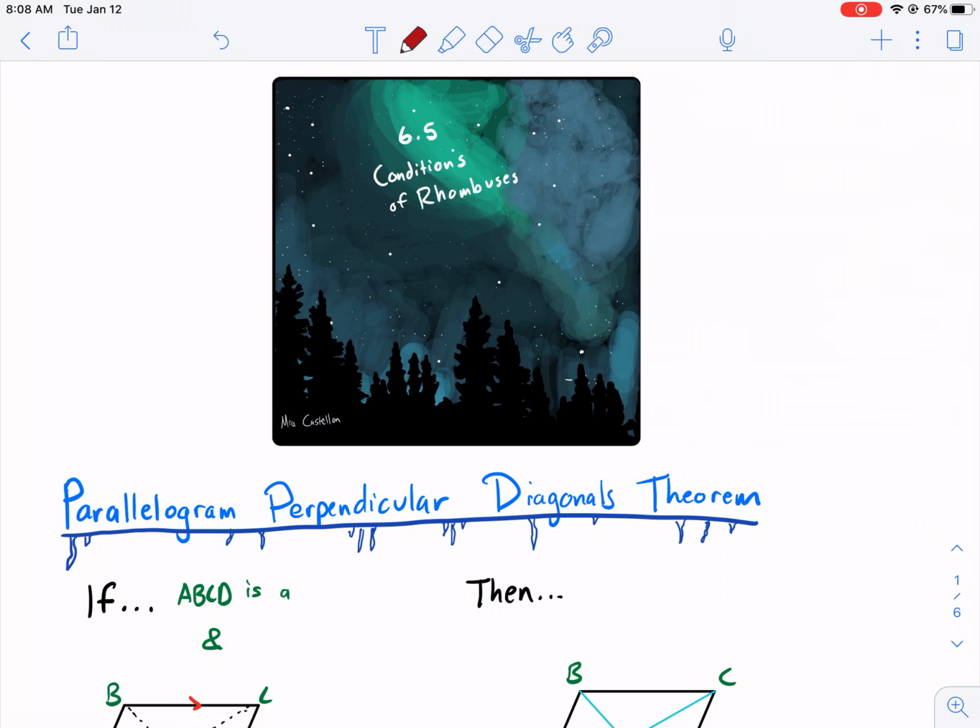Welcome, geometry students, to section 6.5, conditions of rhombuses. This is kind of like an extension of 6.4.